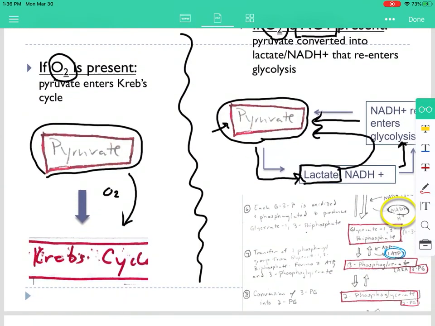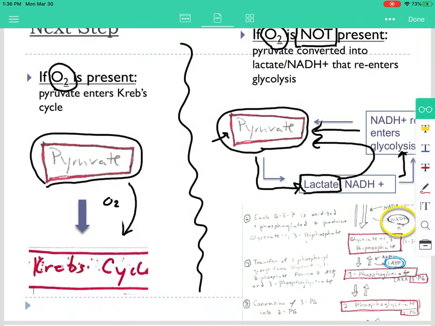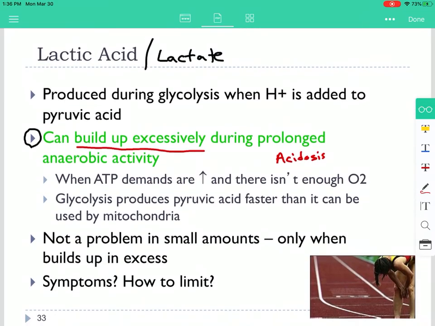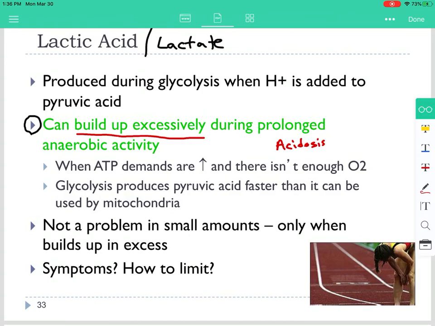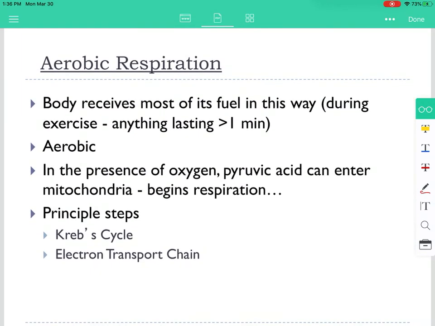Cool. Now, if oxygen is present after glycolysis, we swing right on over into the Krebs cycle. But if oxygen is not present, there are other options. You don't have to know the specifics. But one of the downsides of when we stay in glycolysis too long is that we can build up excessive levels of lactate, which can make the blood acidic.